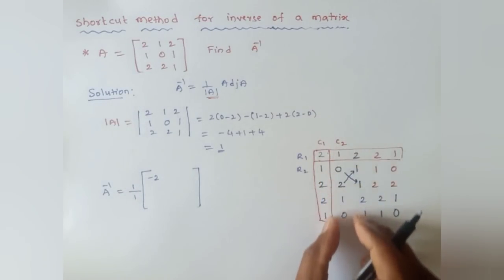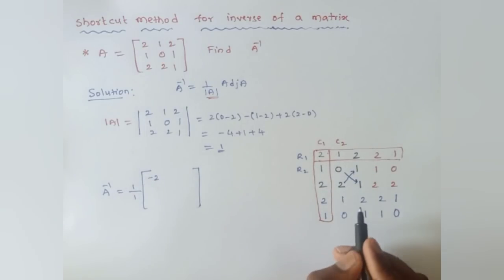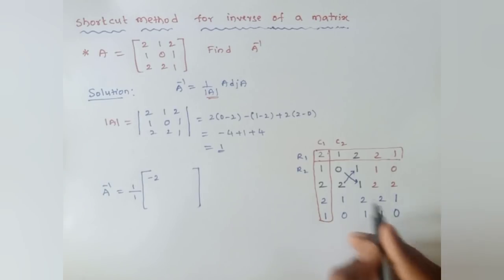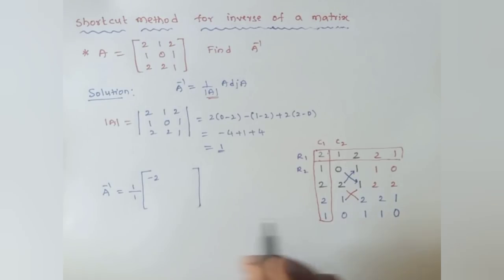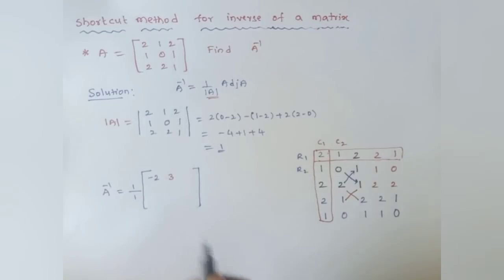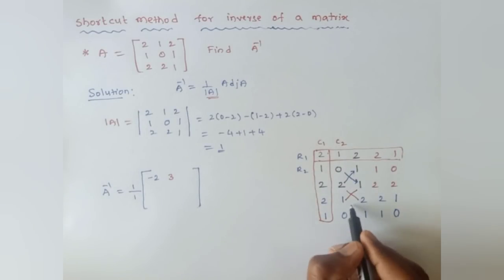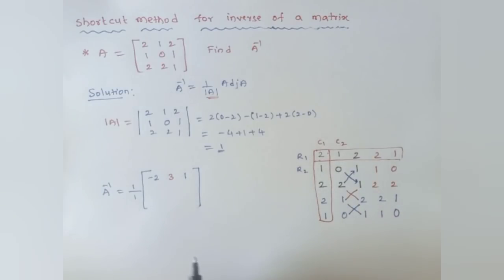Here you find column wise, but you need to write the elements as row wise. So next, 2 into 2 minus 1 into 1, that is 4 minus 1, which is 3. Okay, next, 1 into 1 minus 0 into 2, that is 1.